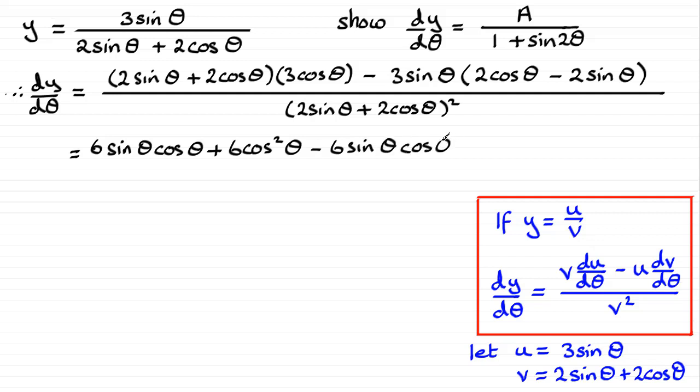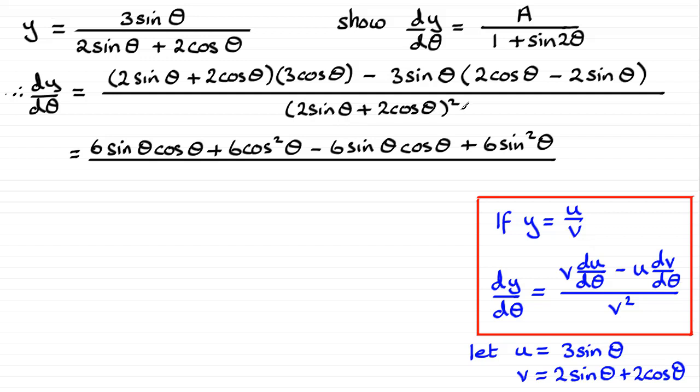All right. And finally, we've got plus 6 sine squared theta. So plus 6 sine squared theta. All right. And all of that is over our denominator squared.